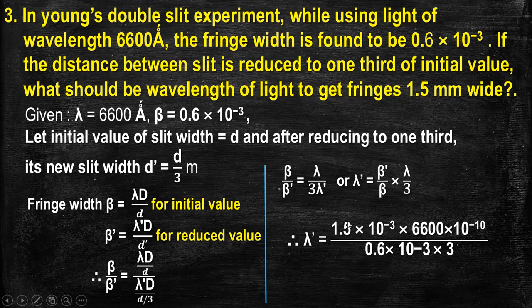So in this way you have to substitute the values of beta dash, 1.5 into 10 to the power of minus 3. Lambda value is given, 6600 angstrom unit, but you have to convert it into meter by multiplying 10 to the power of minus 10, then divided by the original value of fringe width which is already given, 0.6 into 10 to the power of minus 3 meter, then this factor 3. Then if you solve it, you get 5.5 into 10 to the power of minus 7 meter. You can cross check by doing some calculations at your end.